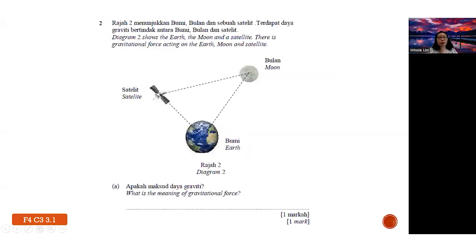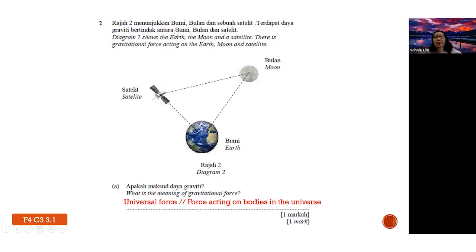Question 2 is from Form 4, Chapter 3, Gravitation, the first topic itself. Looking at the question again, Diagram 2 shows the Earth, the Moon, and a satellite, and there is a gravitational force acting on them. So what is the meaning of gravitational force? This gravitational force refers to the force in the universe. So the simple answer is we can call it a universal force, or a force acting on bodies in the universe, which means any two objects.